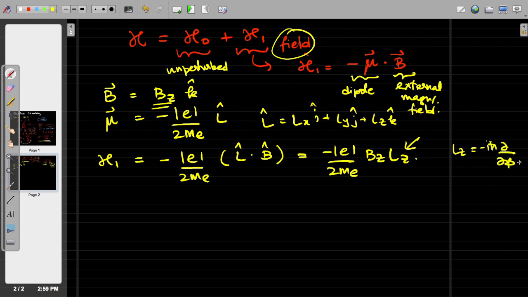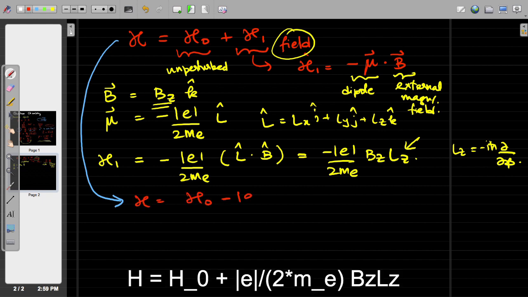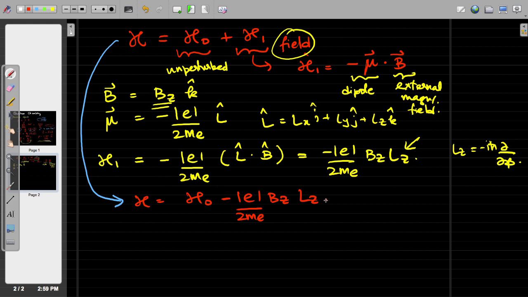Now having done this, let's go back to the Hamiltonian that we started with. So you're going to have the Hamiltonian given as the unperturbed Hamiltonian minus mod e by 2me Bz times Lz. When we solved the eigenfunctions of the Hamiltonian operator for the hydrogen atom problem, we got psi nlm given by Rnl times Ylm. And one is able to quickly understand that Rnl is independent of the m quantum number, while Ylm is dependent on the m quantum number.